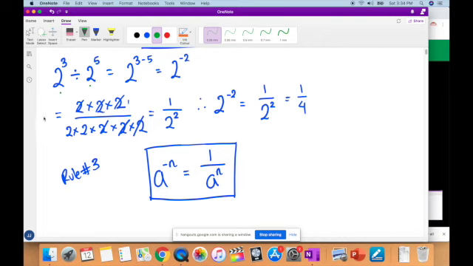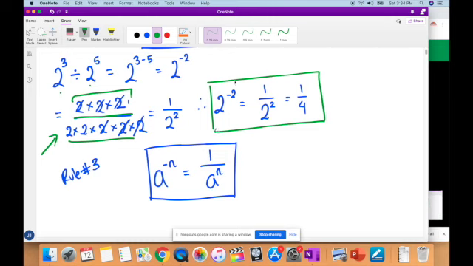So in order to find out, we went here to prove it. We put 2 to the power of 3 and we divide it by 2 to the power of 5, and when we cancel it out we get 1 over 2 squared. So therefore we see in here that when your power is negative, you are actually talking about a fraction.